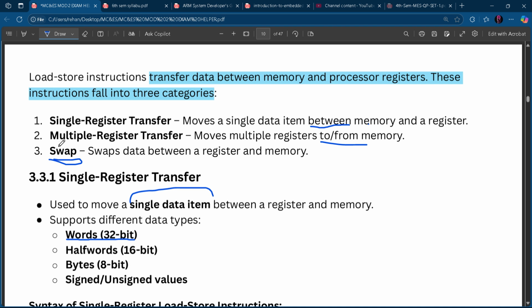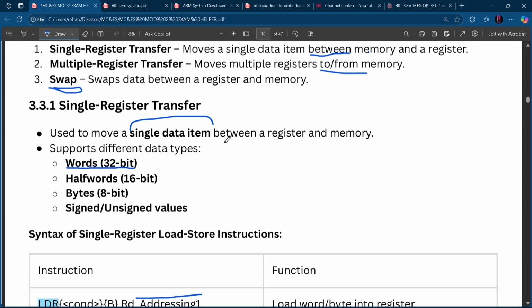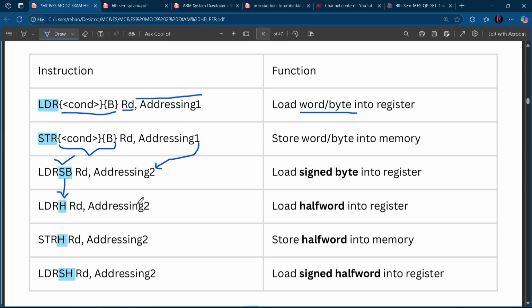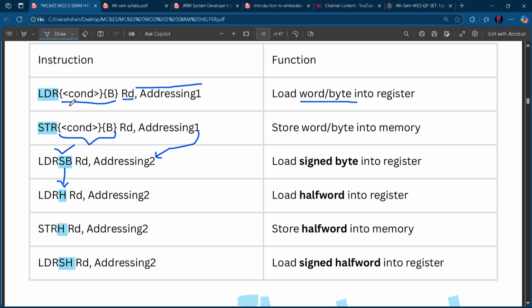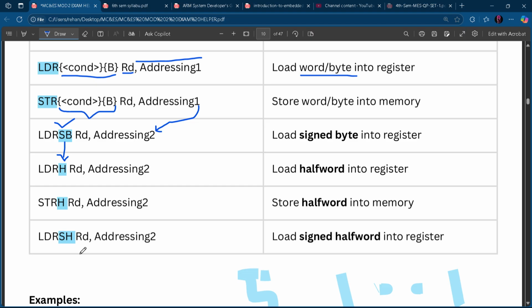In multiple, you will be talking about stack operations: push, pop, full, empty and so on. Single register is very simple. It is used to move a single data item from a register. What type of data items? It can be word, half word, bytes, signed or unsigned values. See how it is moving. Load into the register is LDR, STR for loading or storing the word. If you give SB, signed byte, STRSB stores the signed byte. H is for half word: loading signed half word, and STRSH storing the half word.